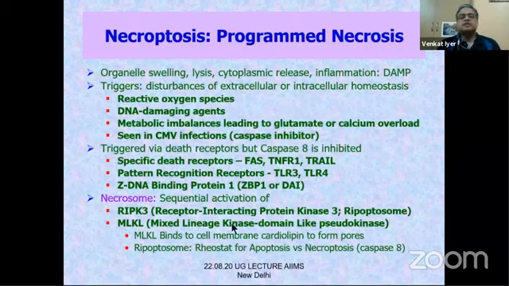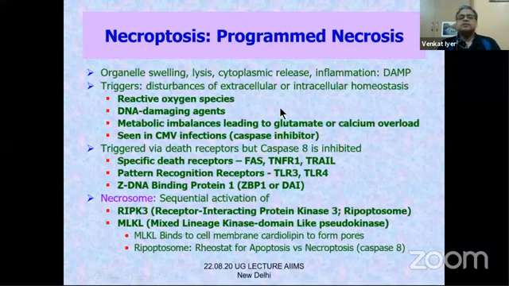This is because of an activation of the necrosome. The necrosome is an alternative to the inflammasome, which has two components, the RIPK3 and the MLKL. So the RIPK3 is also called the ripoptosome. It is like a rheostat for apoptosis versus necroptosis. So if the ripoptosome finds that the caspase 8 is inhibited, then it will cause necroptosis.